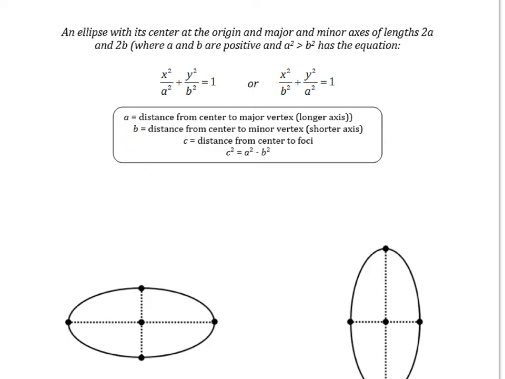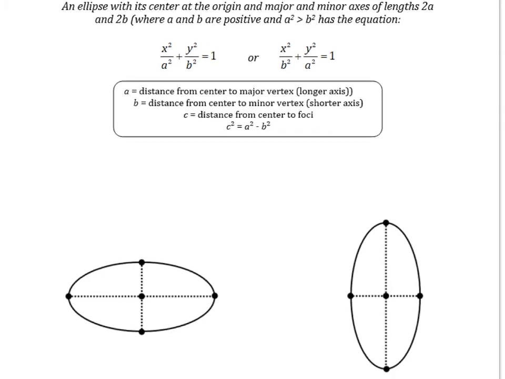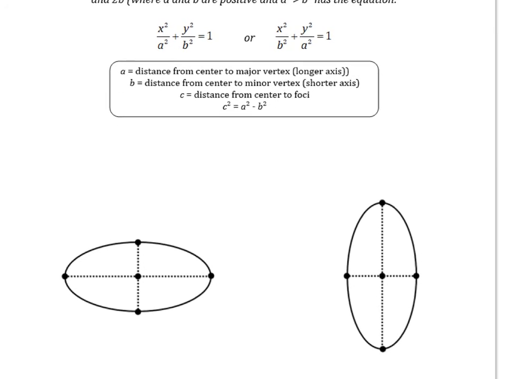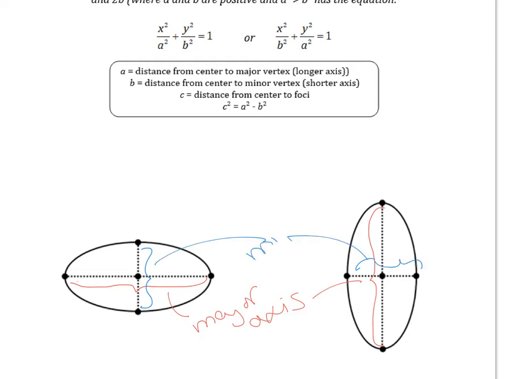A is the distance from the center to a major vertex, so let's label that right here on our diagram. So this whole thing here is what we would call our major axis. And on the vertical ellipse, the major axis is the longer one. It's always the longer one, the major axis. And then the shorter one is called the minor axis. And we label A as the distance from the center to the major vertex.